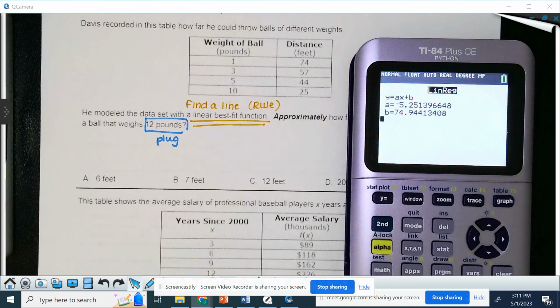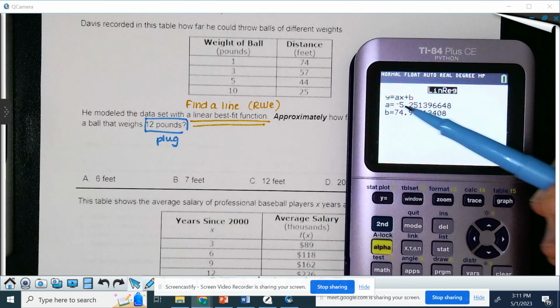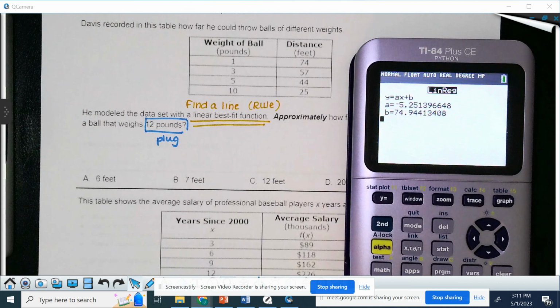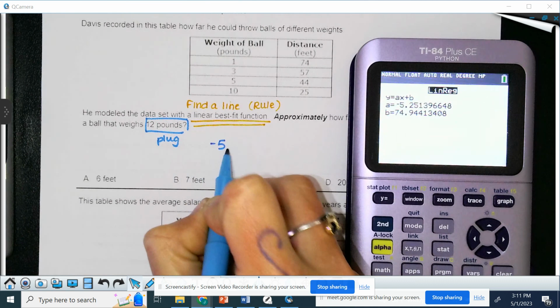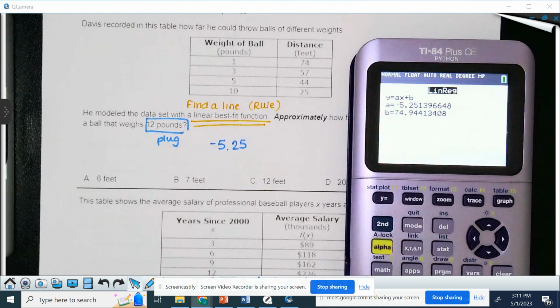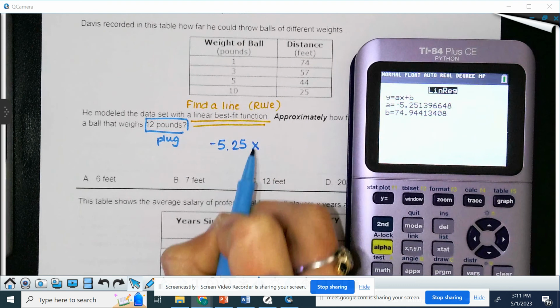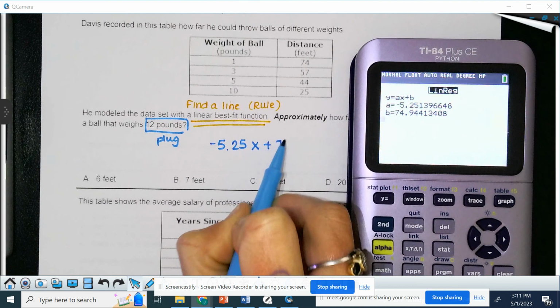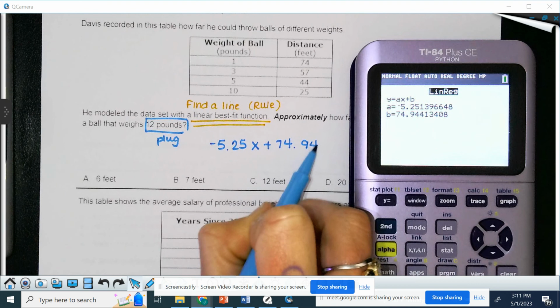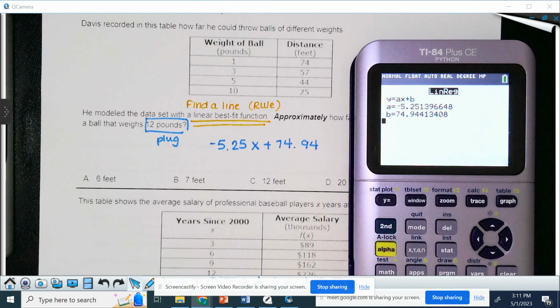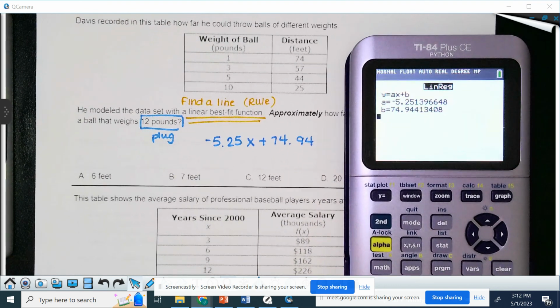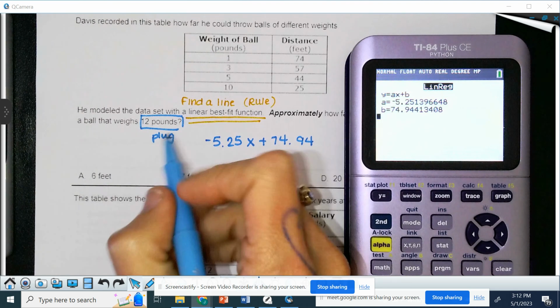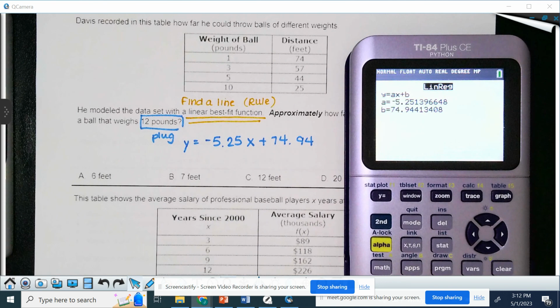And this is y equals mx plus b, but they just happen to use a instead of m, and we're going to use it as is. So we're going to do -5.25x plus 74.94. I like to go 2 places because that's pretty accurate. Likely, if this was an EOC question, it would tell you how many places to round. If it wants the tenths, that means we want 1 place. Hundredths is 2 places. Thousandths is 3 places. It's usually one of those 3.